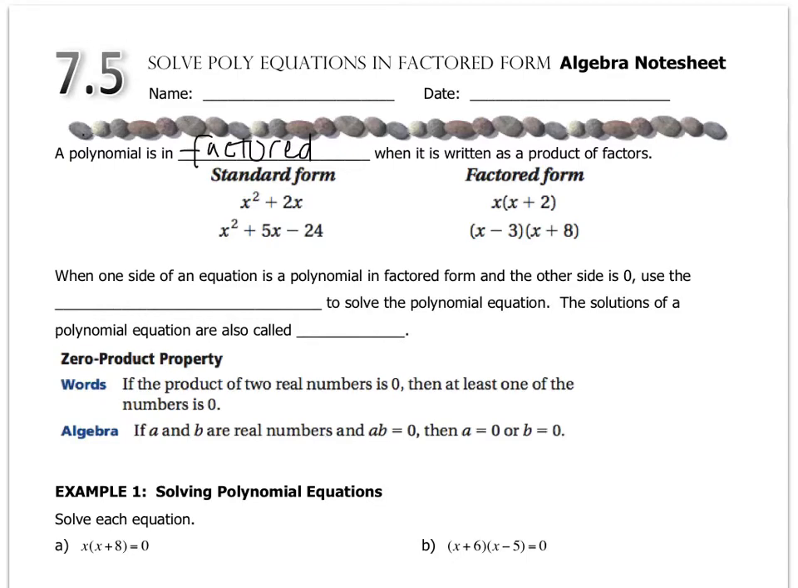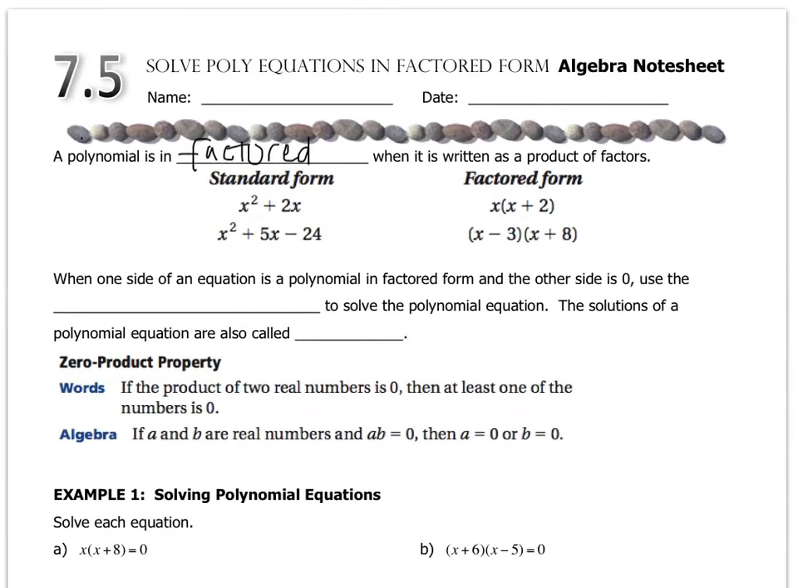So we talked about standard form in an earlier lesson. This is standard form right here, where it's in decreasing order of exponents, right? This is the largest exponent, then this is the next largest exponent, and this has no exponents. This is that same polynomial, but it's written in factored form, like they've done the reverse distributive property.